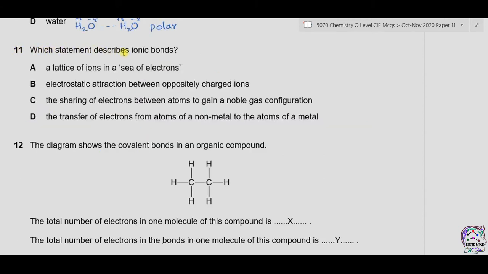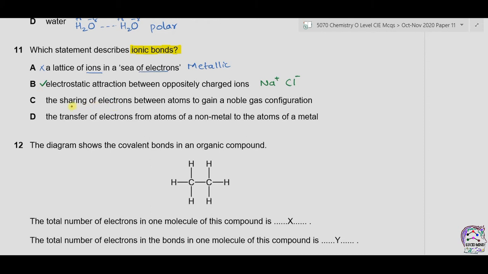Question 11. Which statement describes ionic bonds? A. A lattice of ions in a sea of electrons. This is the description of metallic bond, not ionic bond. So A is incorrect. B. Electrostatic attraction between oppositely charged ions. As in ionic bond, for example sodium chloride, oppositely charged ions are present and the strong electrostatic forces between them is called ionic bond. So B could be the correct option.